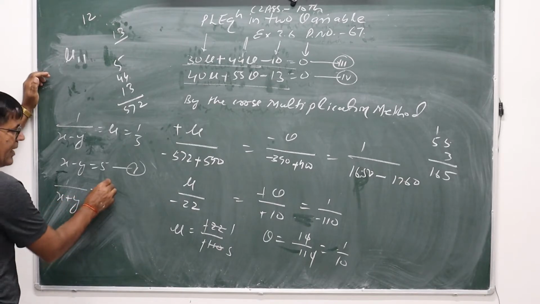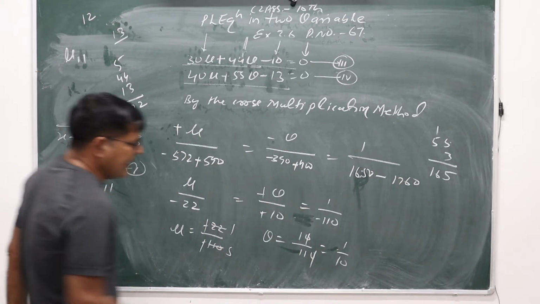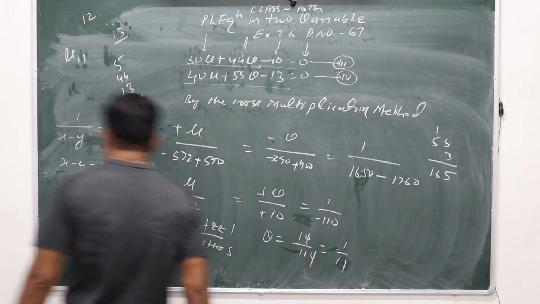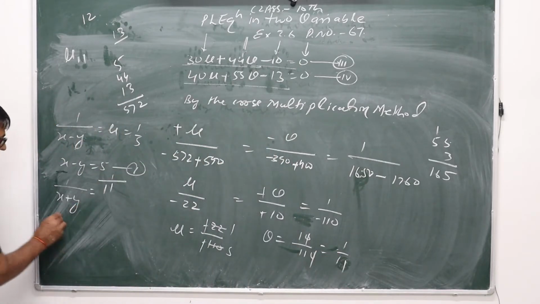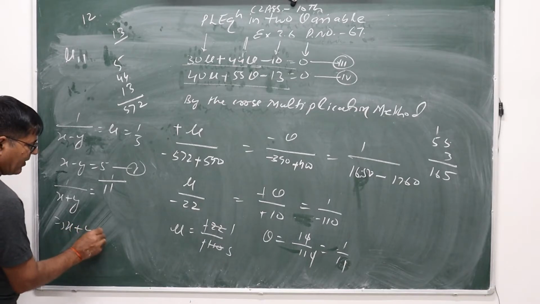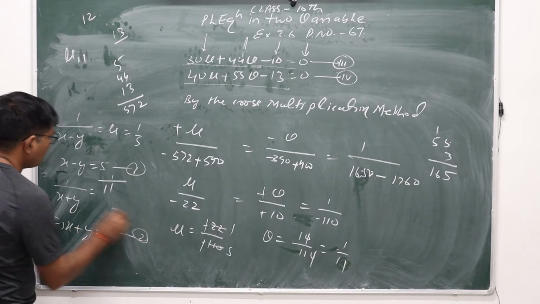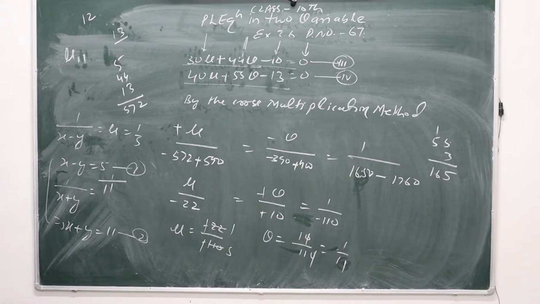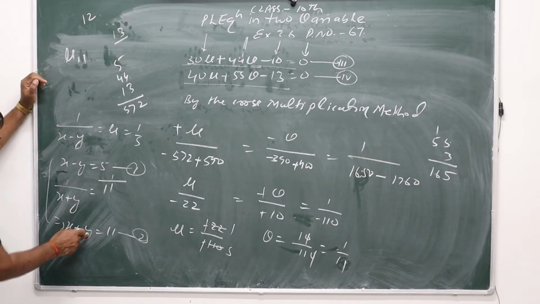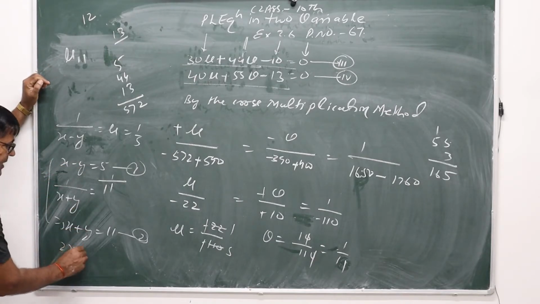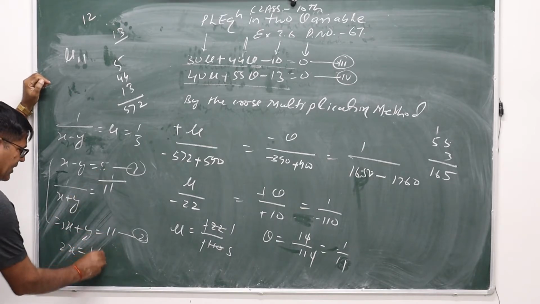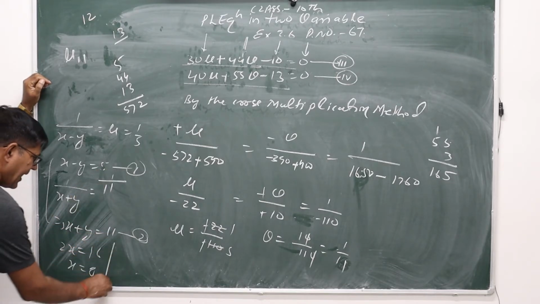1 upon x plus y is equal to 1 upon 11. So this is 1 upon 11, which implies that x plus y will be equal to 11. So again we have to solve these two equations. On adding, minus y plus y will be cancelled. 2x is equal to 5 plus 11, which is 16. So x will be equal to 8.